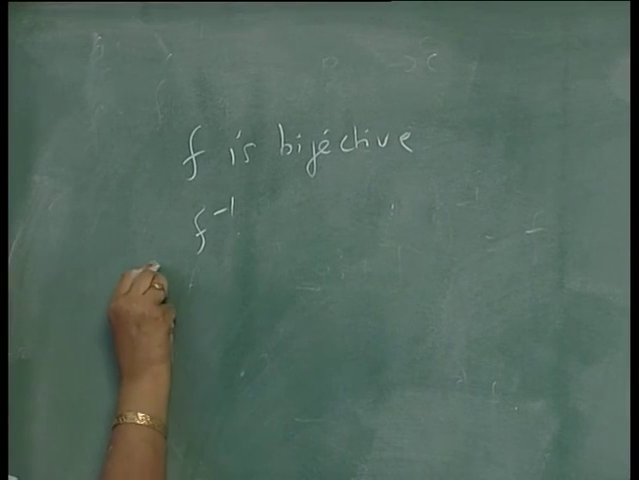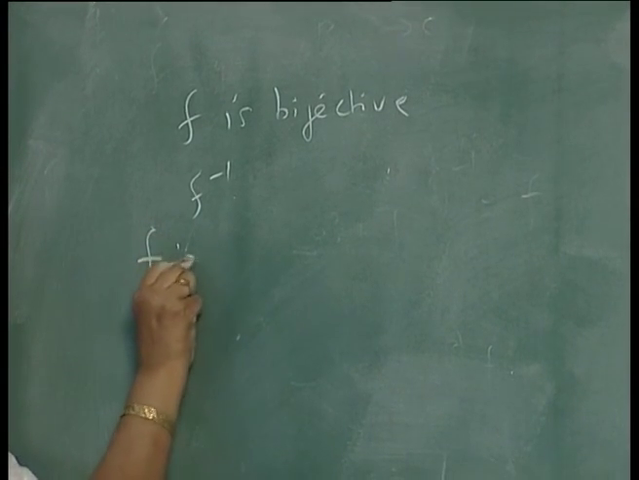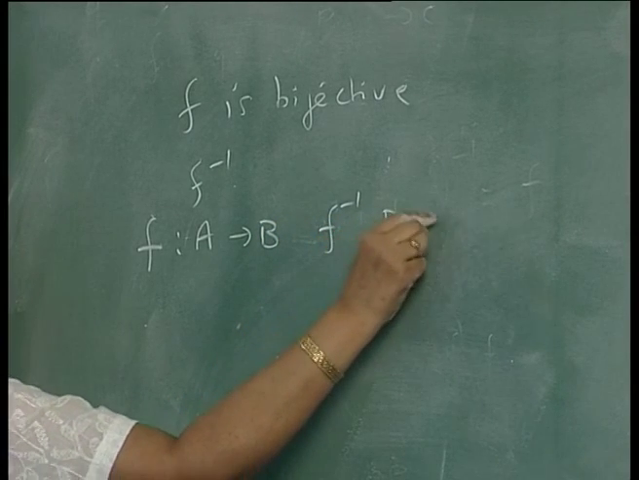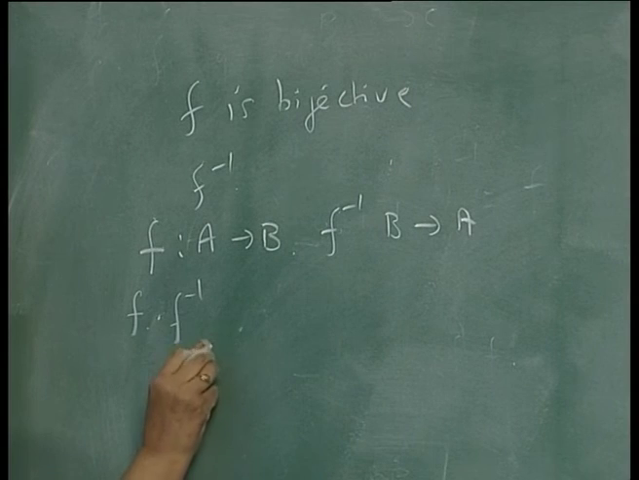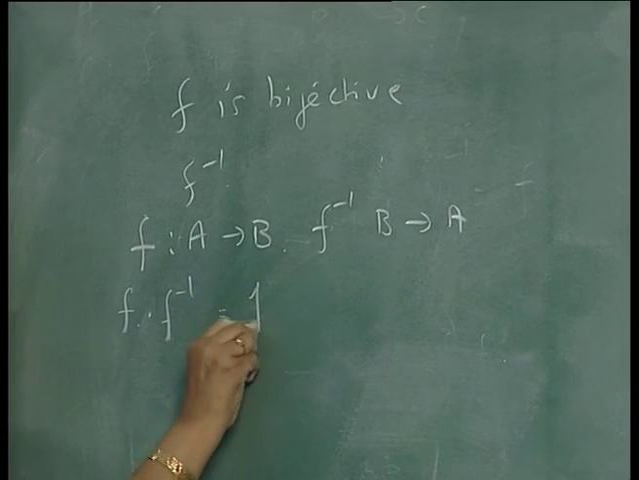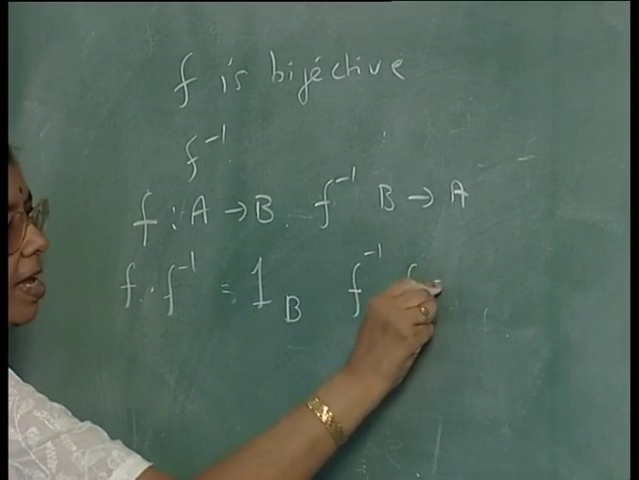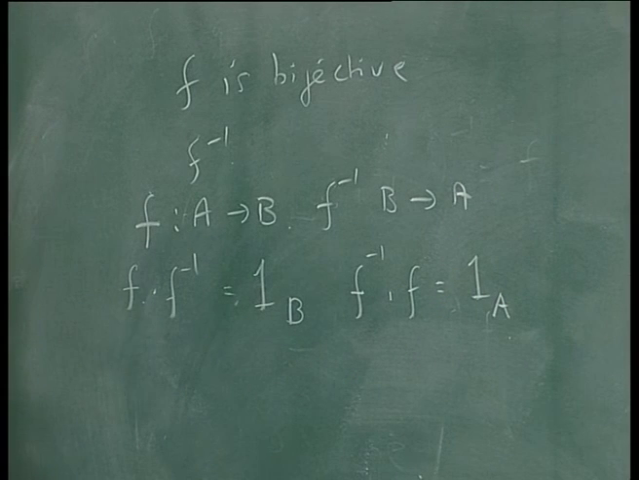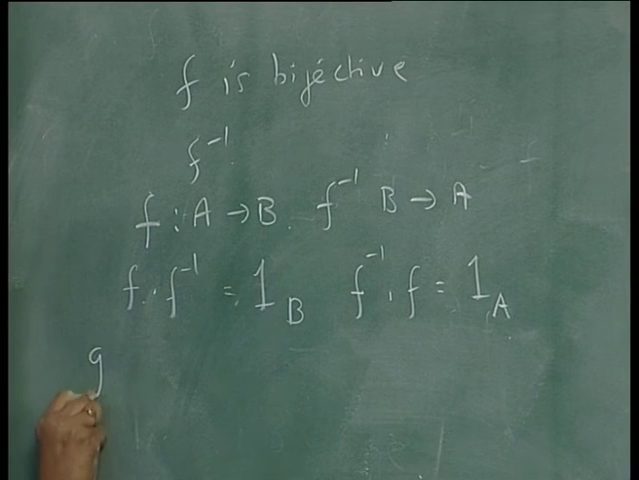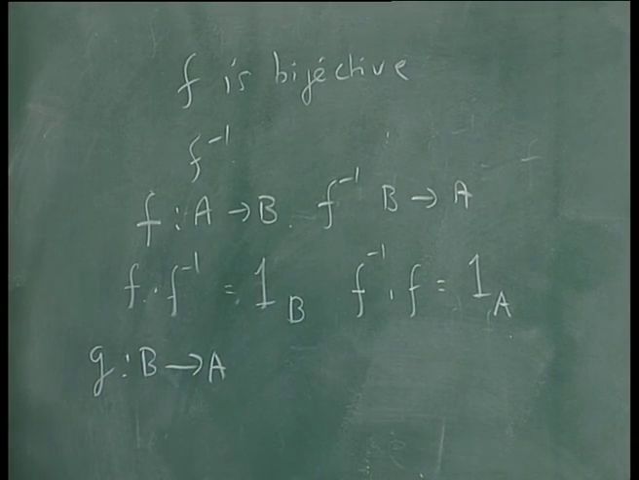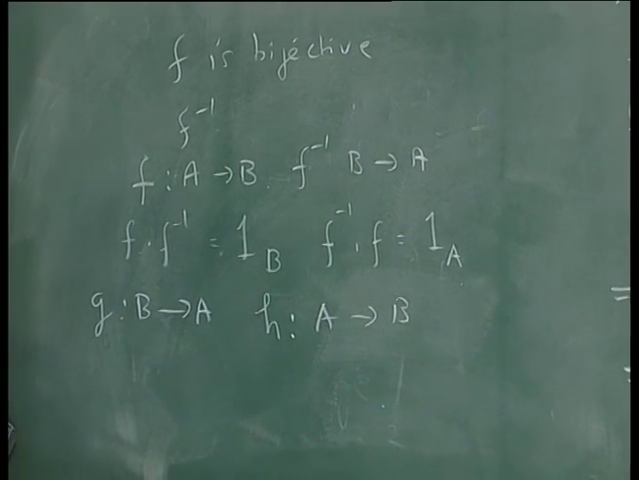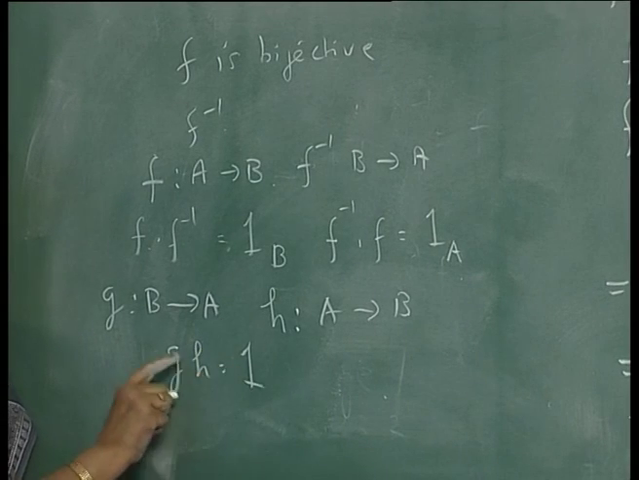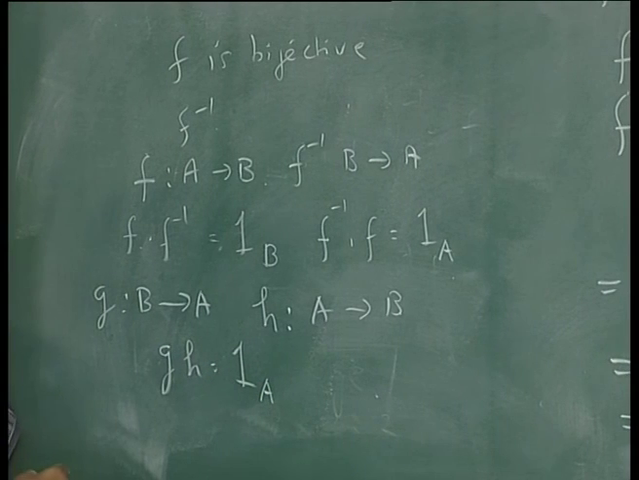In the bijective case, f is from A to B, f inverse will be from B to A. In that case, we have seen that f of f inverse, this is B to A to B, so this will be 1_B, and f inverse of f will be 1_A, identity function on A. Now, if you have 2 functions g and h, g is from B to A and h is from A to B. So, g of h, A to B, B to A, so it is an identity function 1_A.